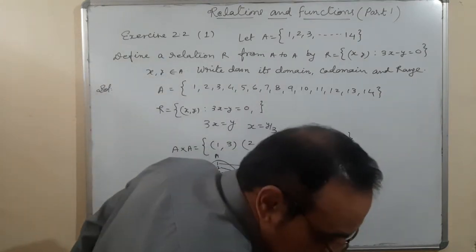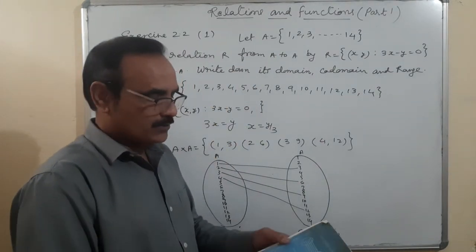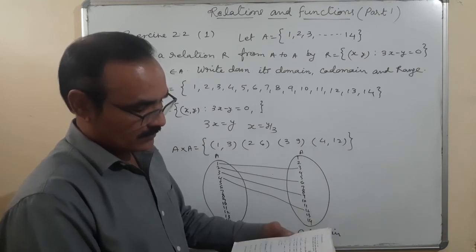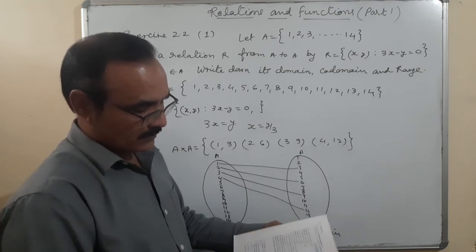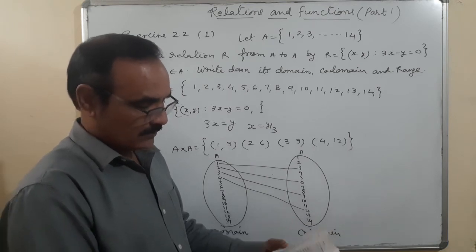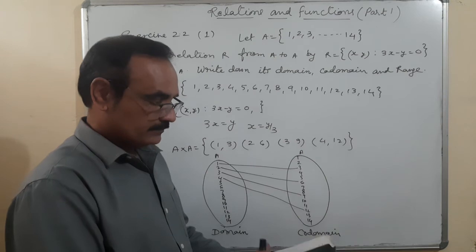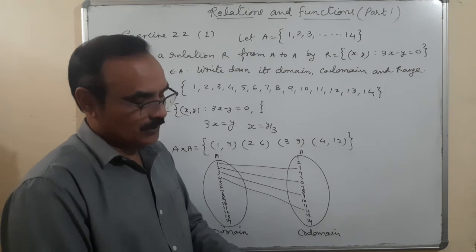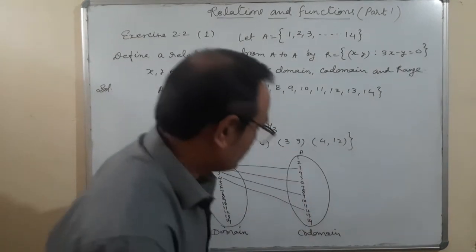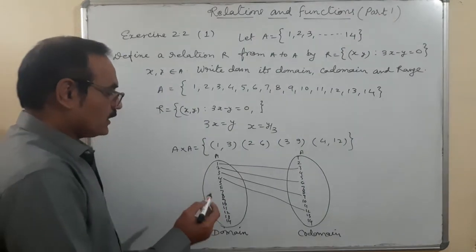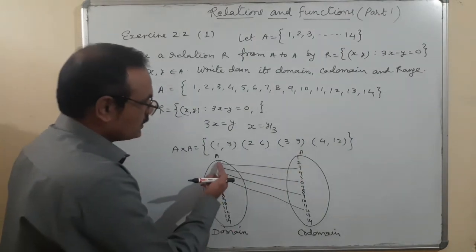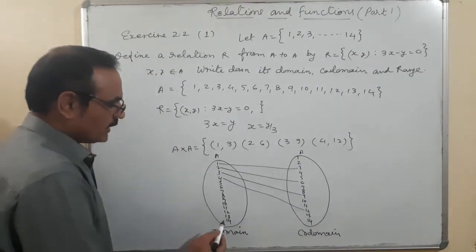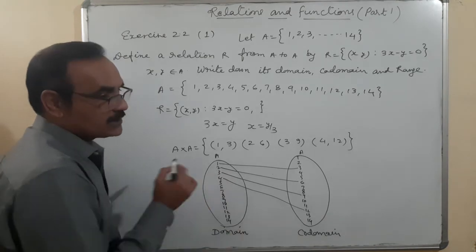Now let us see what is in the range. Let us discuss exercise 2.2, question number 1. Domain R is equal to 1 to 3, range is this. Whatever we are taking in the function, we will take only the elements which have images. Actually these are called the images. So the elements which have images are called the domain. Rather than taking the domain from 1 to 14, you will take only these 4 elements.